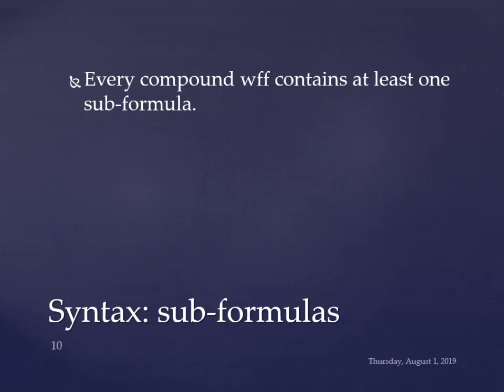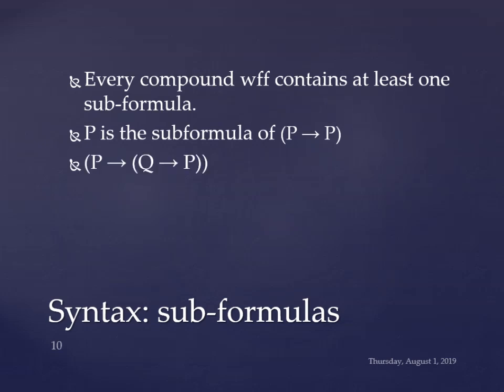Every compound well-formed formula contains at least one subformula. If you see here, P is a subformula of P arrow P. Now with this one, we have P, we have Q, and we have Q arrow P. Do you see that? There's the P, there's the Q, and then there's the Q arrow P, right?